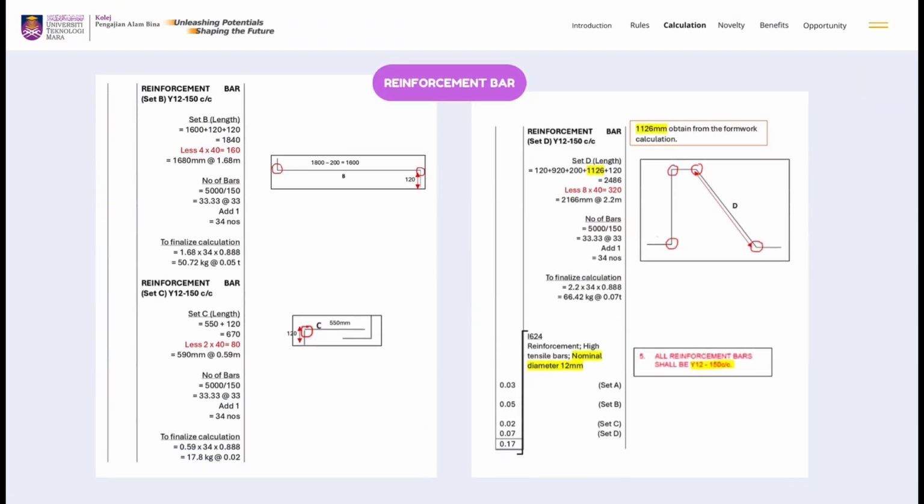Set B and set C generally follow the same steps as set A. However, during calculation of set D, you need to add the length of slope. The length of slope can be obtained from the formwork calculation before. After that, calculate the remaining items as usual. Then lastly, gather all the amounts of sets in one description and also include the diameter of bars, which is 12 mm. Add all the answers to get the last answer, which is 0.17 ton.